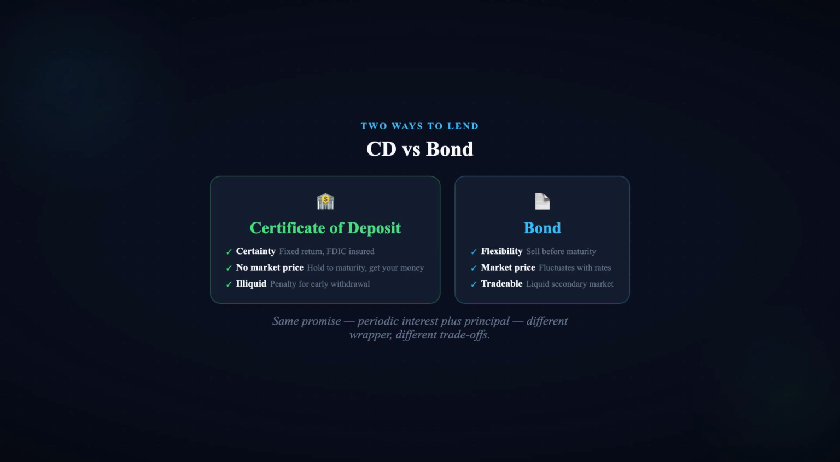That distinction matters when you are choosing between the two. A CD gives you certainty. You lock the rate, you hold to maturity, you get your money. A bond gives you flexibility. You can sell at any time, but the price you get is not guaranteed. It depends on the market, and the market depends on rates. Certainty versus flexibility. That is the trade-off.